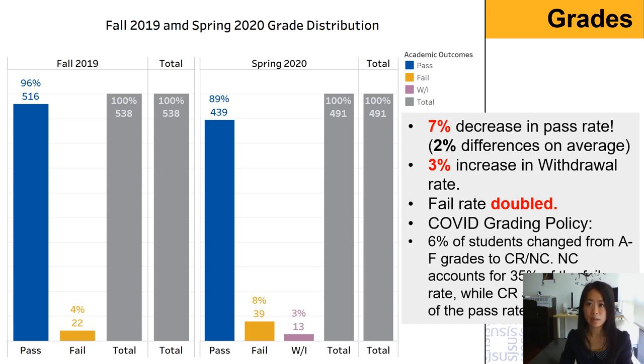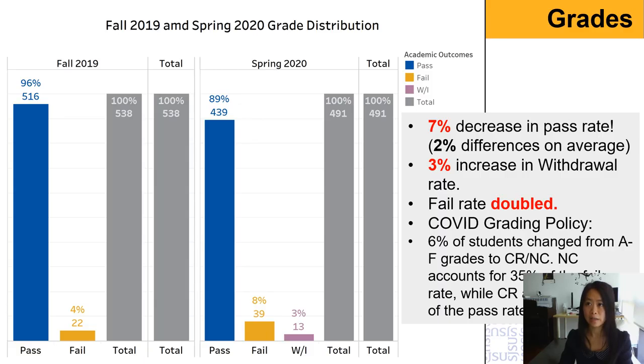Again, now we can see the withdrawal rate increased from 0% to 3%, and the fail rate also doubled from 4% to 8%. Among how many students, usually we will see a 2% decrease from fall to spring, so the 7% decrease is quite unusual here.